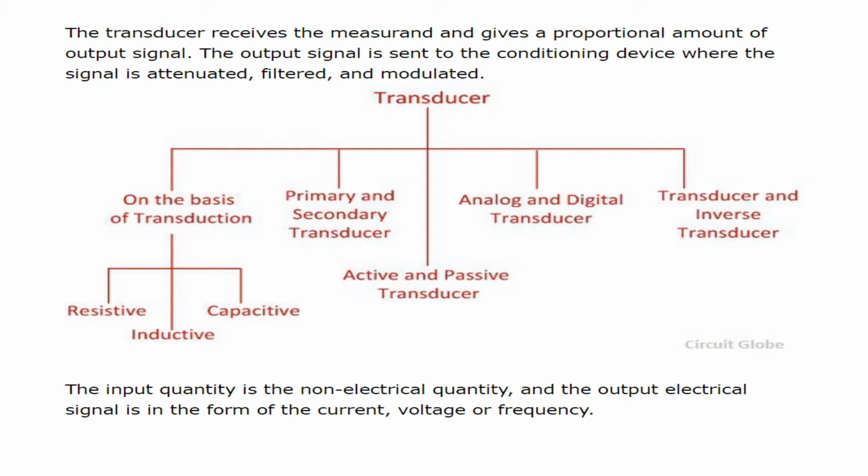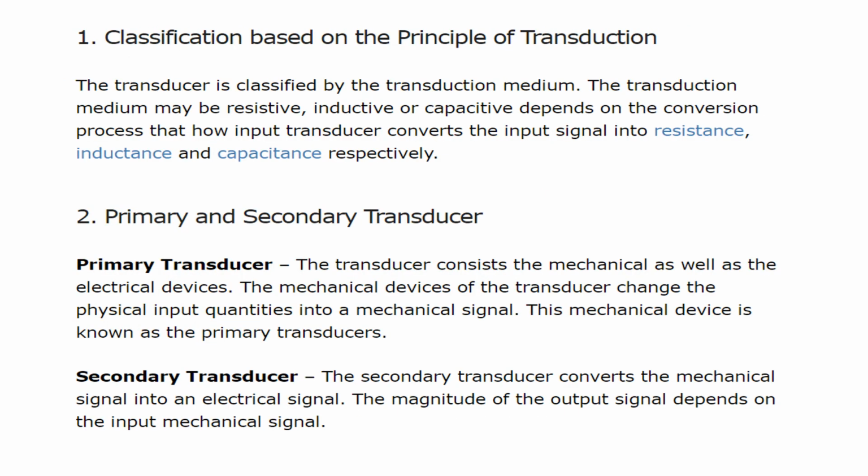Transducer is divided on the basis of transduction: resistive, inductive, capacitive, primary and secondary transducer, active and passive transducer, analog and digital transducer, transducer and inverse transducer. The input quantity is the non-electrical quantity and the output electrical signal is in the form of current, voltage or frequency. Next. So I will describe all these classifications.